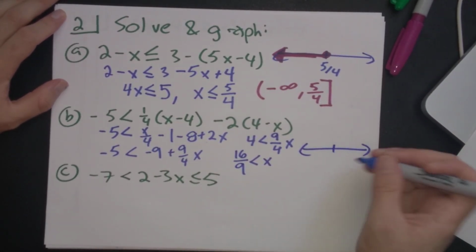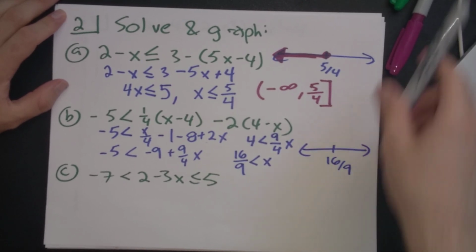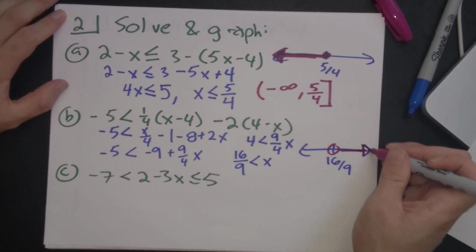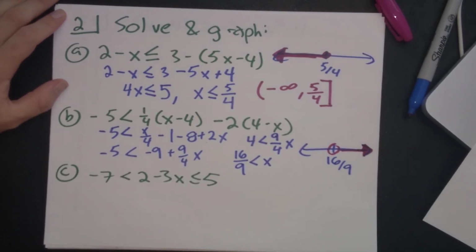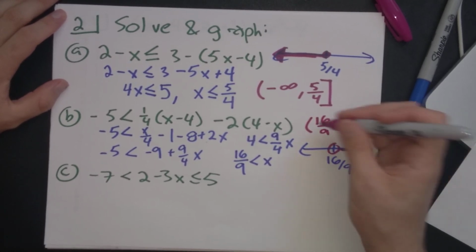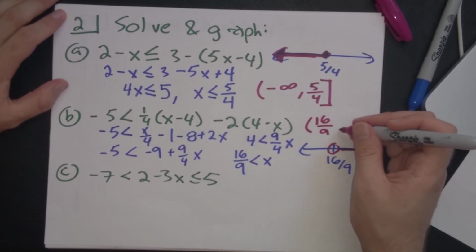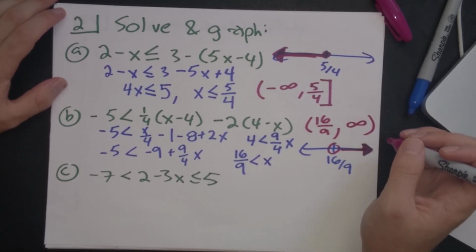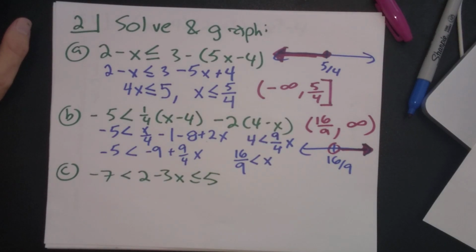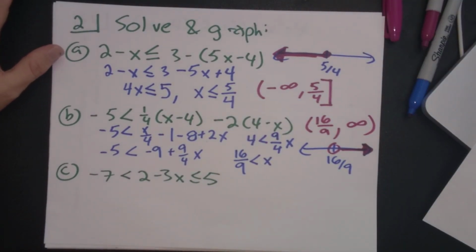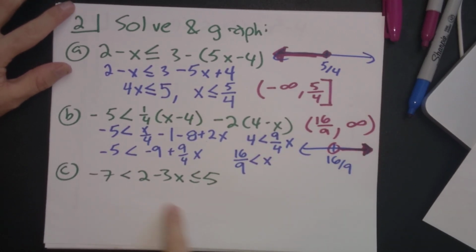So here is our number line. There's 16/9. We want x to be bigger than 16/9. And the inequality here, so I put an open parentheses, round parentheses to indicate that we do not include 16/9 in our interval. Okay, so those first two have been pretty straightforward. This one we'll see about negative numbers and the care we have to show there.